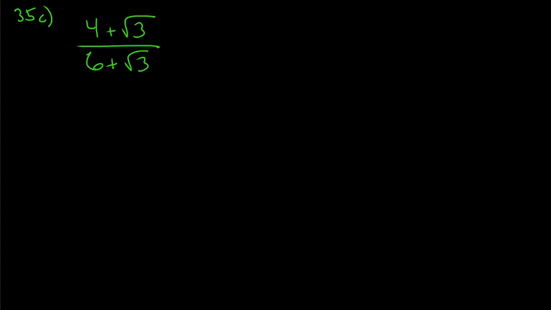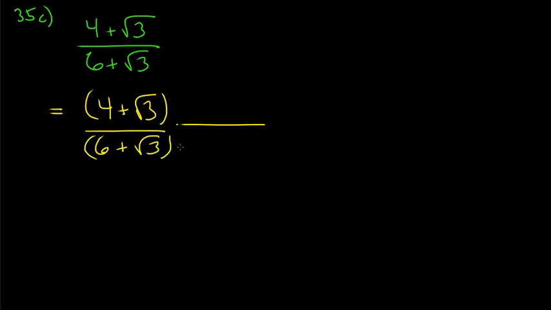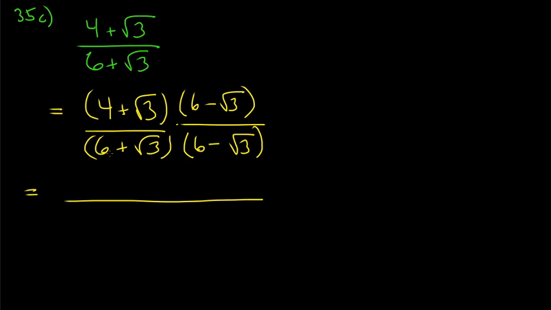Okay, yep, this is going to be the hard one. 4 plus square root of 3 over 6 plus square root of 3, right? The technique here is not to multiply by square root of 3, right? We tried that, it doesn't work. And it's not to multiply by the same denominator, 6 plus square root of 3. That's also not going to work. You have to multiply by the conjugate, 6 minus the square root of 3. That's the only thing that'll end up canceling all the square roots in the denominator.